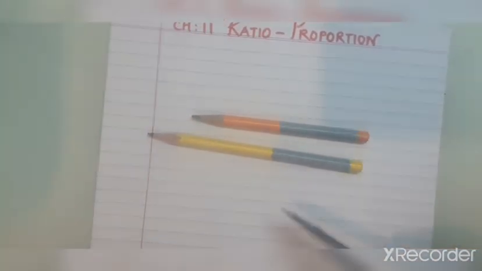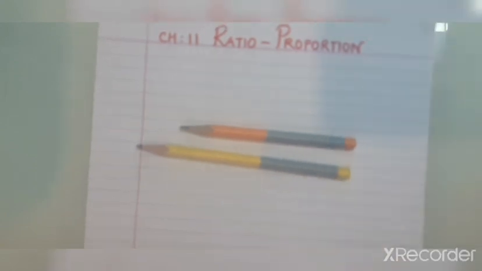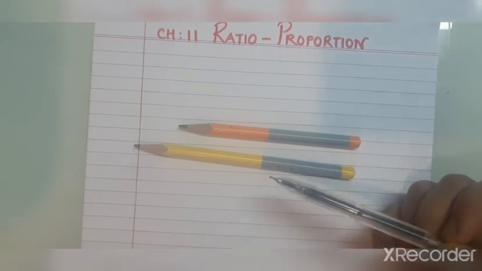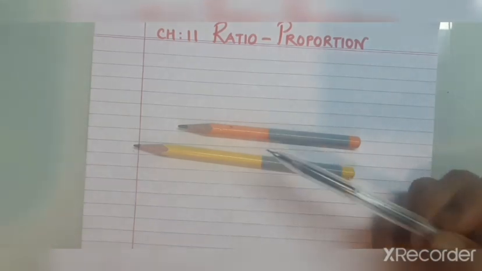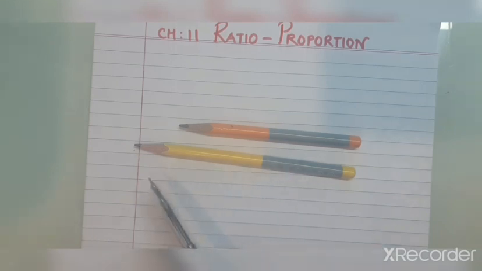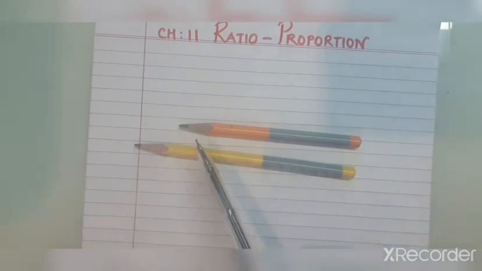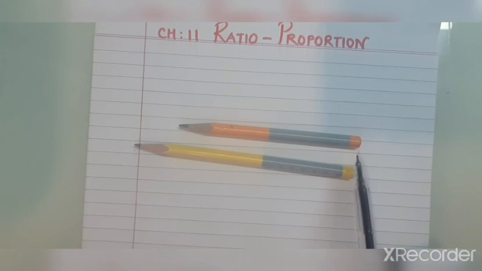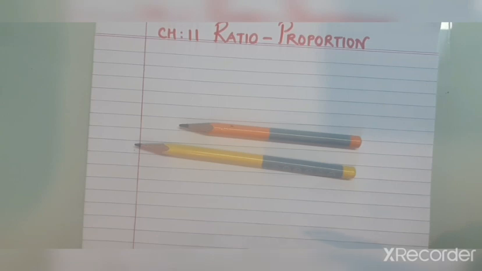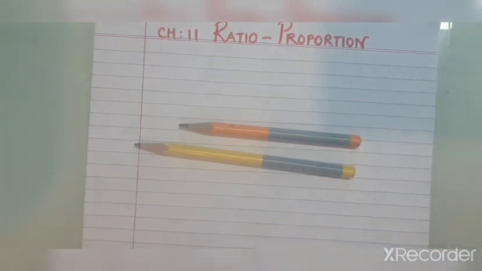Now, what will be the comparison between these two pencils? You can compare saying that one pencil is yellow, the other pencil is orange. So here we are comparing the color of the pencils. Second thing, we can say that the yellow pencil is longer than the orange pencil, or the orange pencil is shorter than the yellow pencil. So in this second case, we are comparing the length of the pencil.